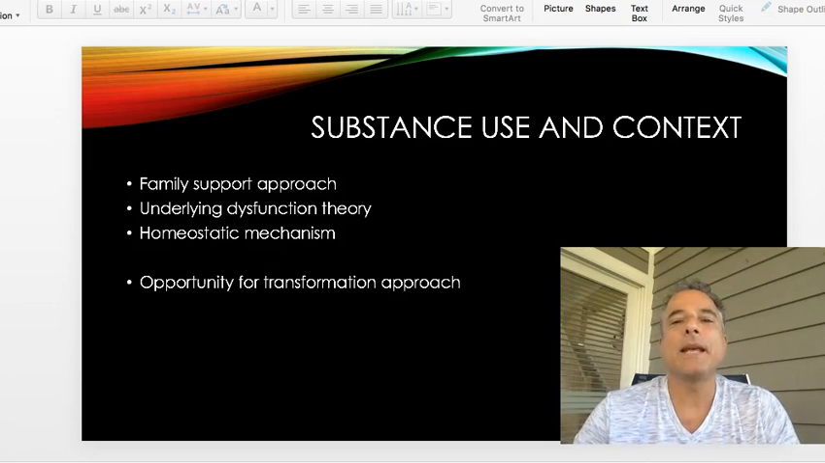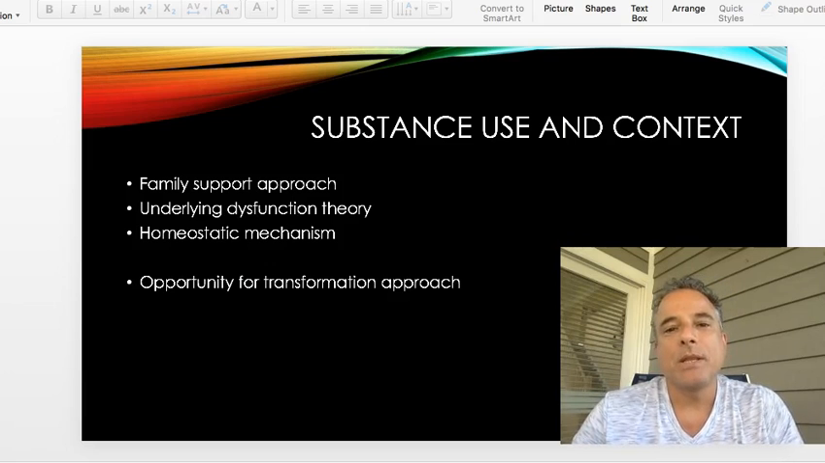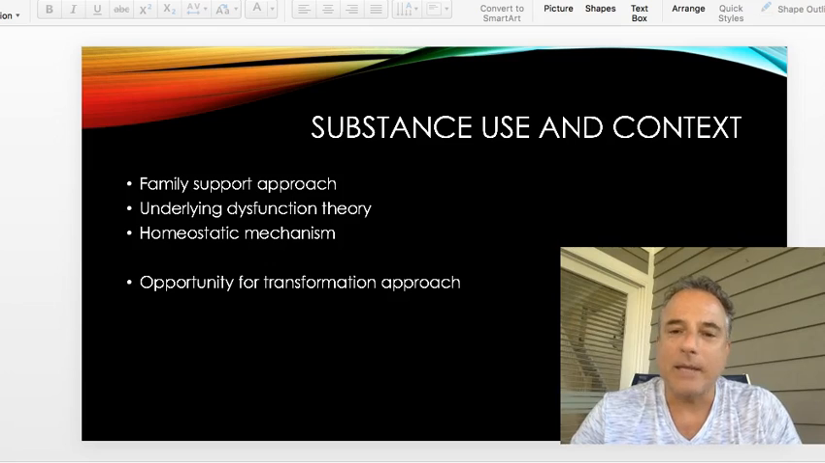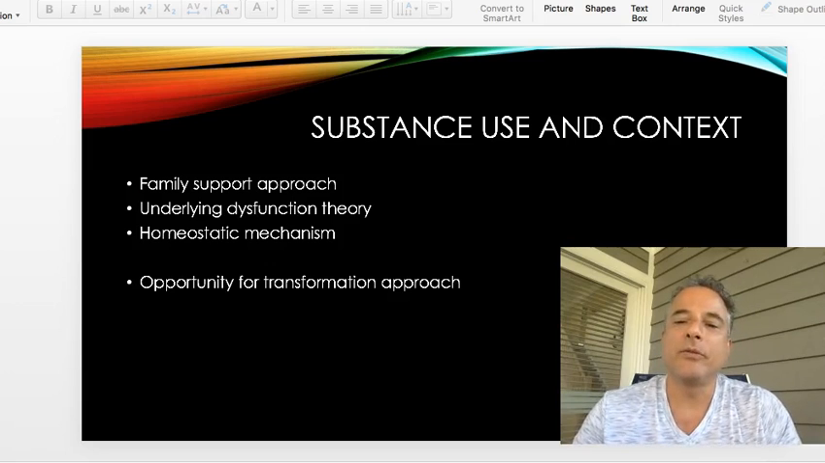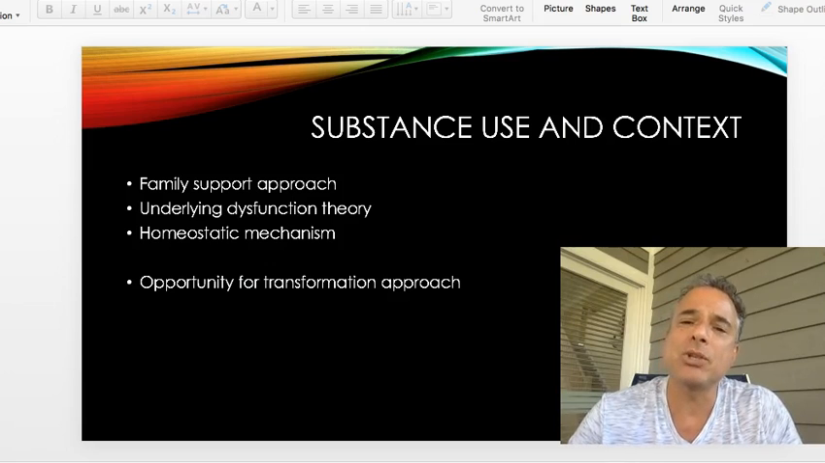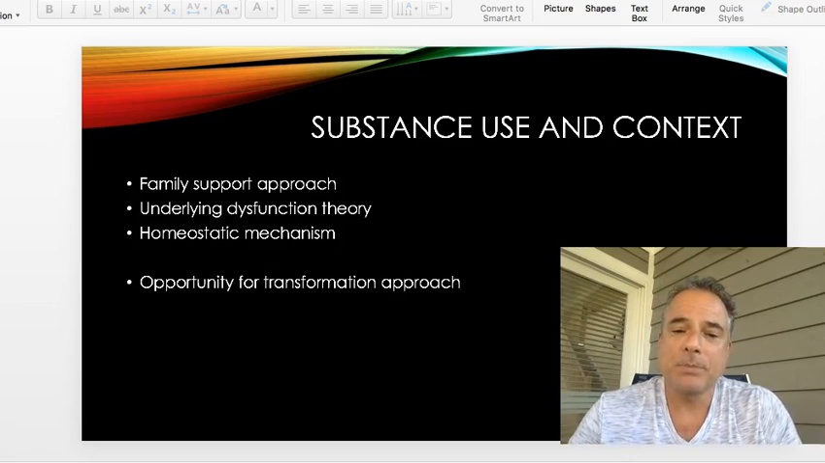But the family gets involved in treatment or is enlisted in treatment because the impact of the addict's behavior affects the family, and there's ways that family dynamics are disrupted by the addict's use. And that's one perspective of looking at family participation. Again, that's kind of a mainstream mental health individual pathology approach where the family is sort of a bystander. The other perspective is the underlying dysfunction theory.